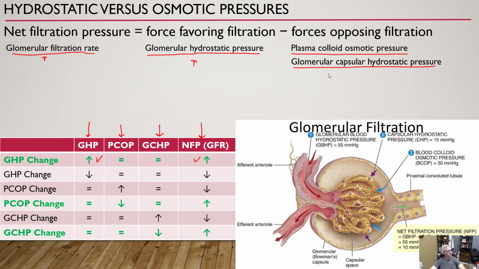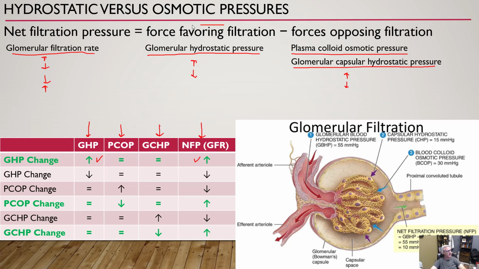In the second example, if I decrease my GHP, and again, I'm leaving everything else the same, I'm going to decrease that. In my third example, I'm going to increase my plasma colloid osmotic pressure, and therefore I'm going to decrease my glomerular filtration rate. In the fourth example, I'm going to decrease my plasma colloid osmotic pressure. Therefore, I'm going to increase.